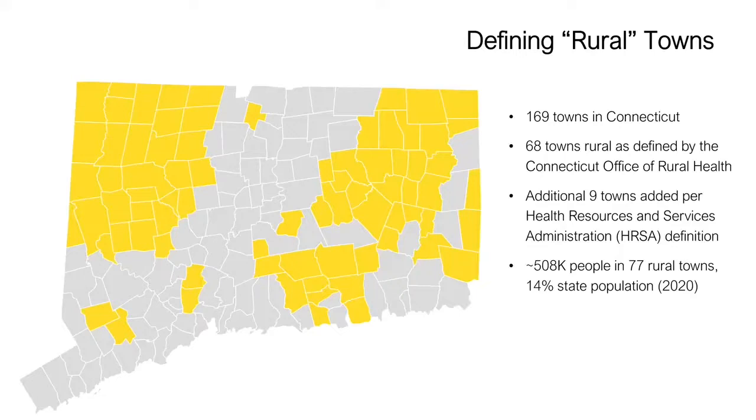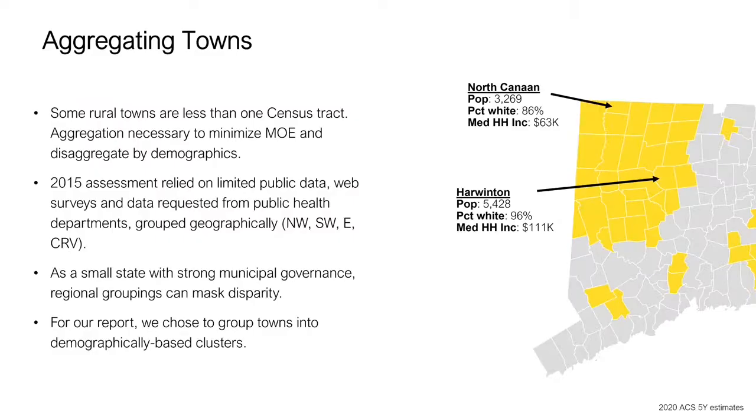The first challenge we had was defining what rural towns were. Every state has their own definition, and the federal government has their own definition. With CTORH, we decided to combine the state's definition with HRSA's definition for grant funding purposes. So that led us to 77 rural towns out of the 169 in Connecticut.